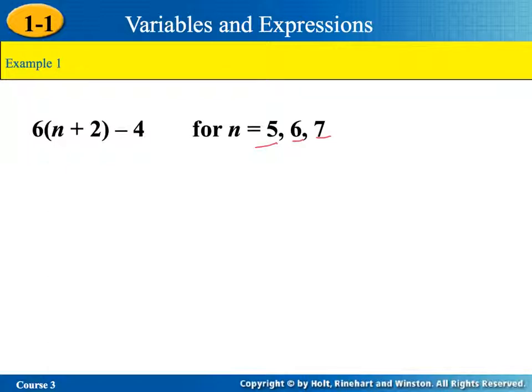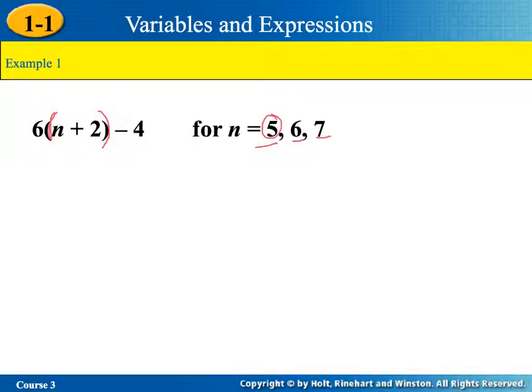So, I have 6, and in parentheses, I have n plus 2, and then I'm subtracting 4 in the end. Remember, when my number is right outside the parentheses, I'm talking about multiplication. So I'm multiplying that 6 with whatever is happening inside those parentheses. And I'm going to have 3 different answers because I have to do it for 5, 6, and 7. All right, so let's start with 5.